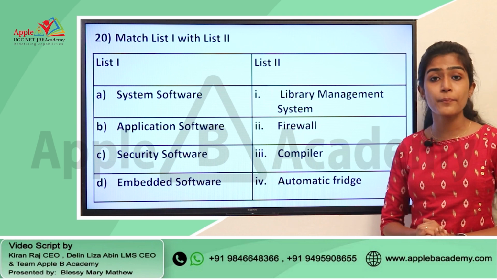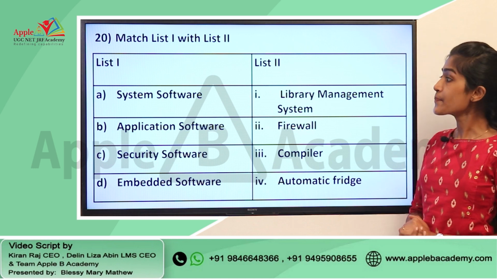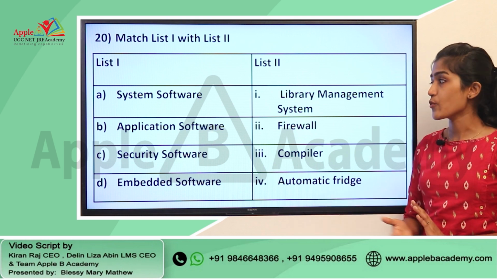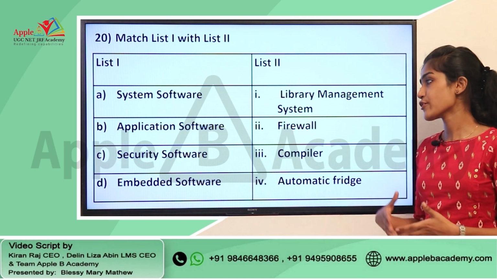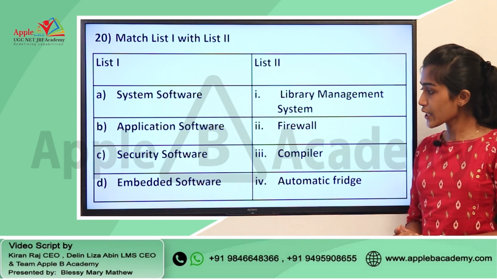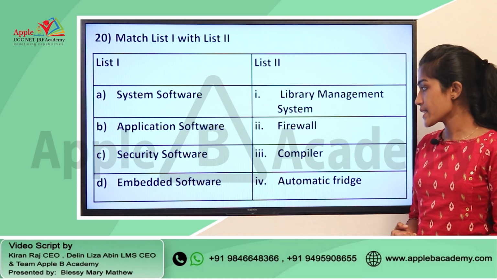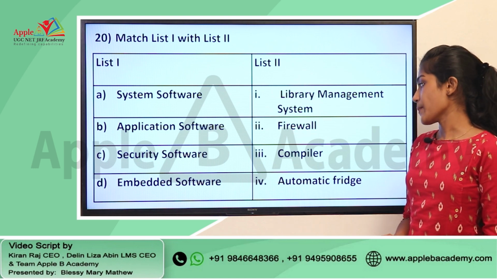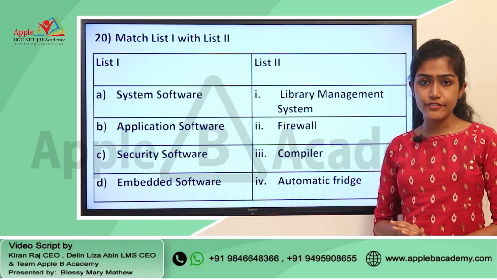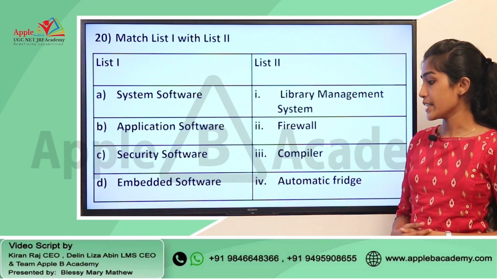Next question is from Information and Communication Technology, ICT. This is a match the following question. In list 1 we have various software types given, and in list 2 we have various examples. We have to match list 1 with list 2. We have system software, application software, security software and embedded software, and in list 2 we have library management system, firewall, compiler, automatic flight. These are the various options given here, from which we have to identify the correct combination.